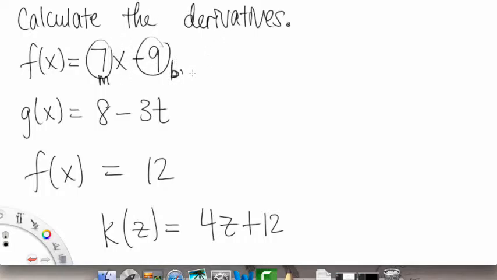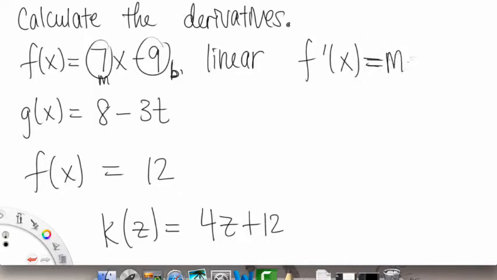So we know that the derivative of a linear function, mx plus b, f prime of x, is always going to be equal to m, and our m, in this case, was a 7. So that's just simply going to be 7. Okay, so that's our first answer. Let's look at the next one.